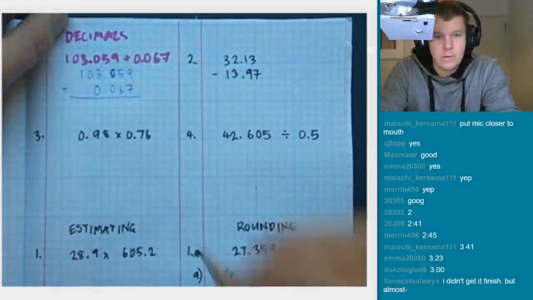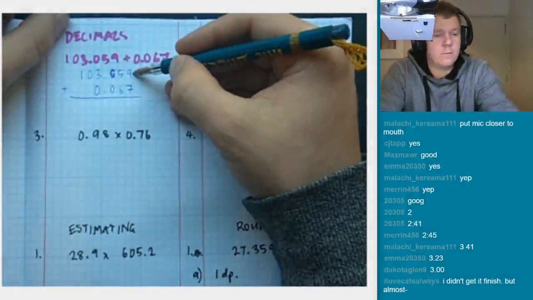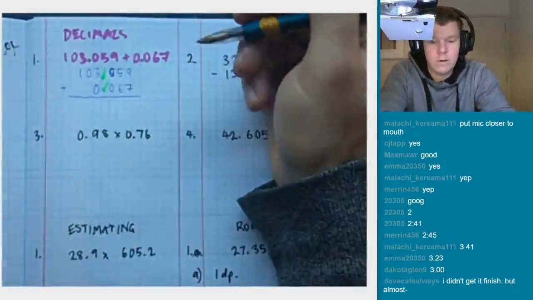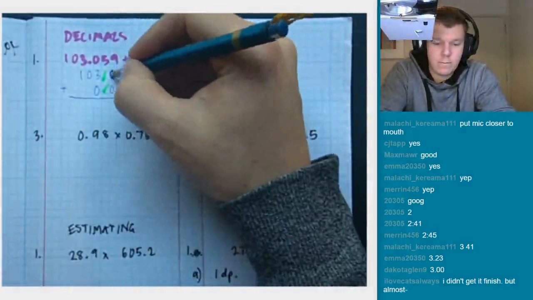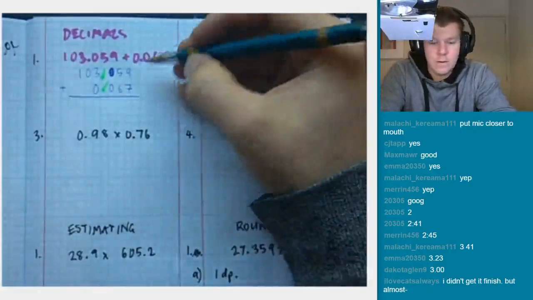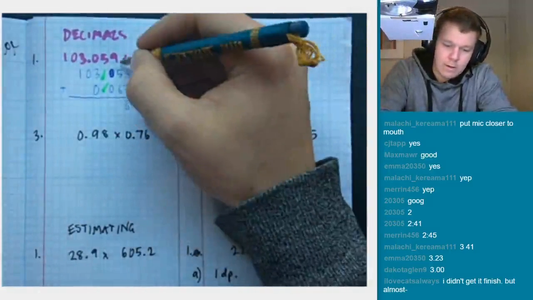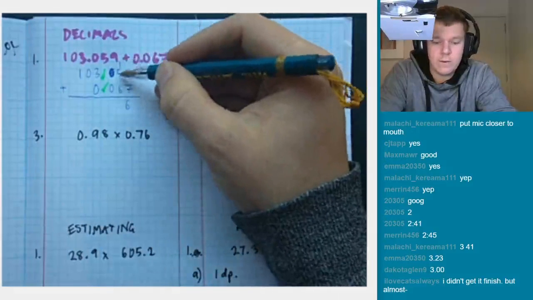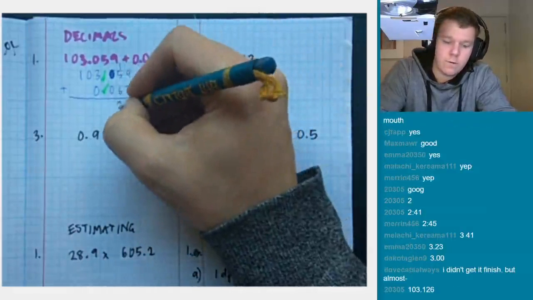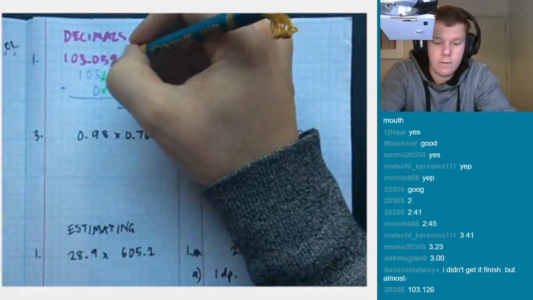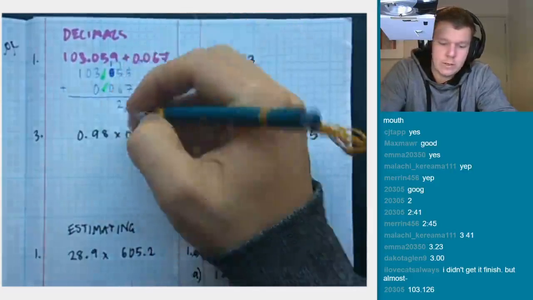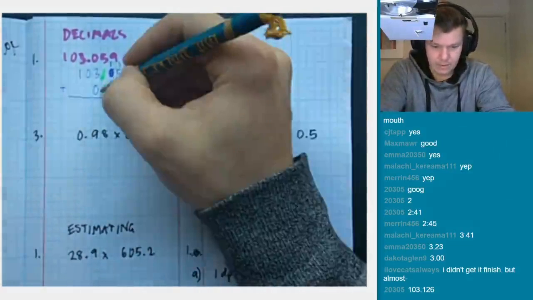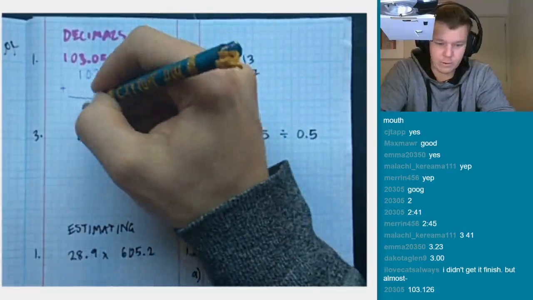Right. So now we've got our decimal points lined up. So that's a 0, by the way. Ugly 0. 9 and 7 makes 16. Carry 1 over. 1 and 5 is 6, plus 6 is 12. So 2 goes down there. Carry 1 over. 1, 0, and 0 is 1. And then we carry that over. And then we've actually got nothing left of this number, so it's just going to be 103.